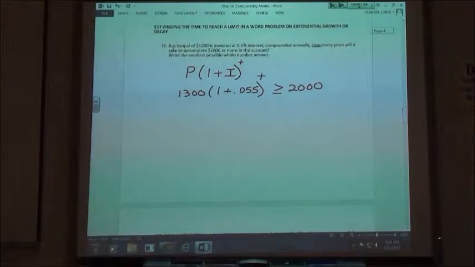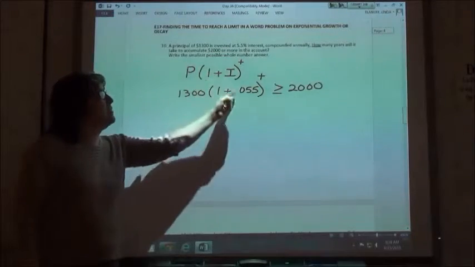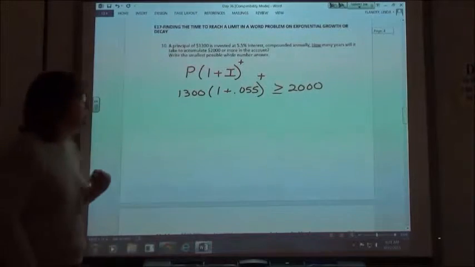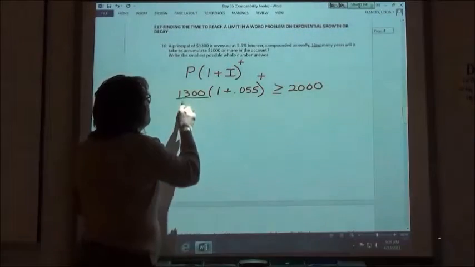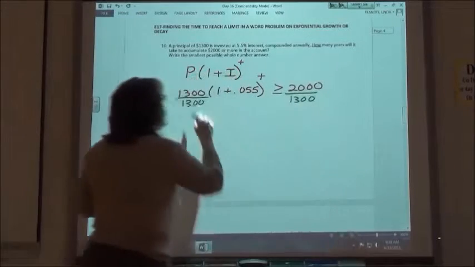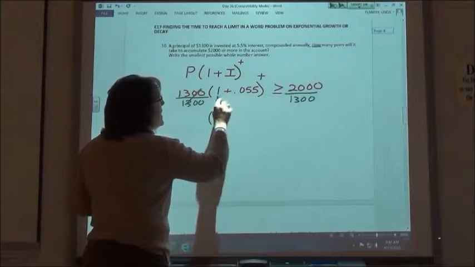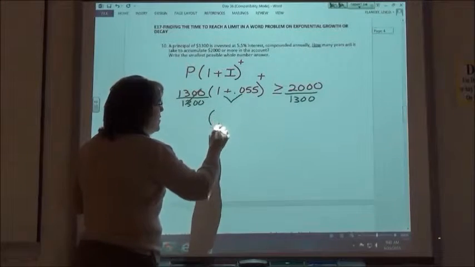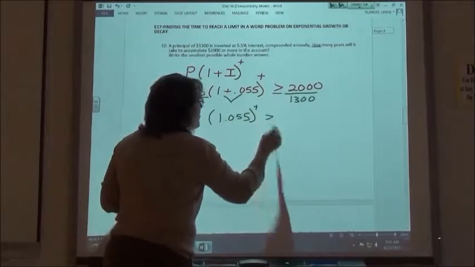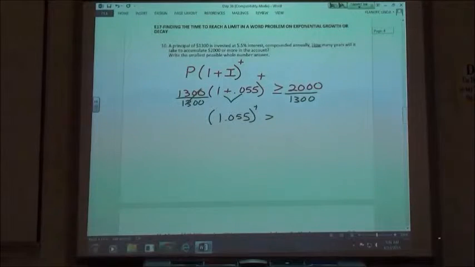So if we're going to solve it for t, first thing we're going to do is get rid of this in front that's times the expression with the t. So we're going to go ahead and divide by that 1,300. Now, I'm going to go ahead and add that together too in the same step just because I know how to add that. 1.055 to the t power is greater than 2,000 over 1,300 on that other side.